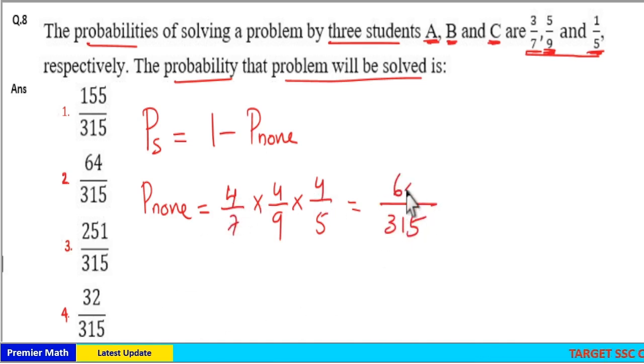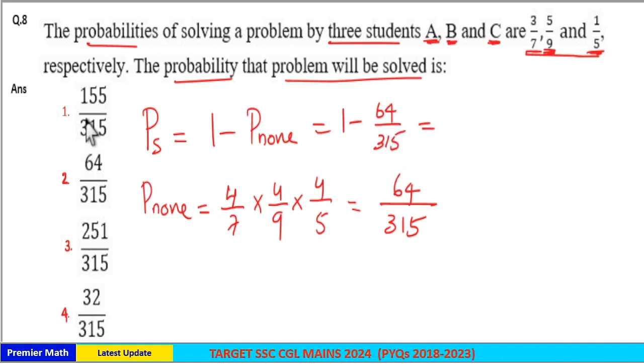4 cube is equal to 64, which means 1 minus 64/315 is the probability of solving the problem. 315 minus 64 is equal to 251. Option 3 is your answer.